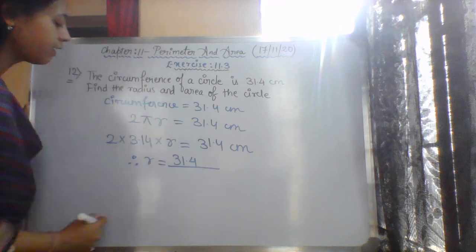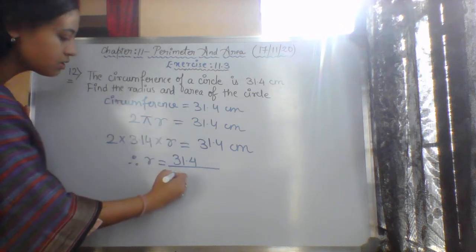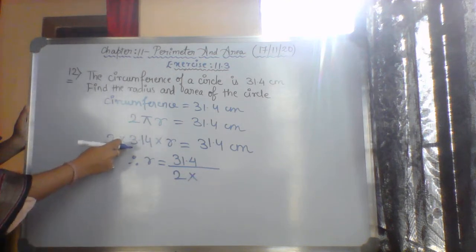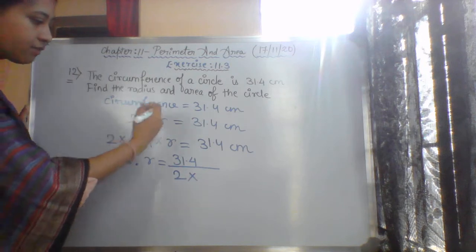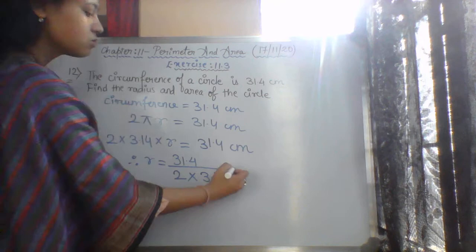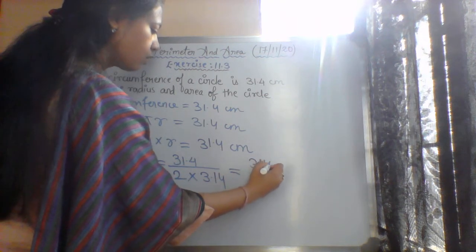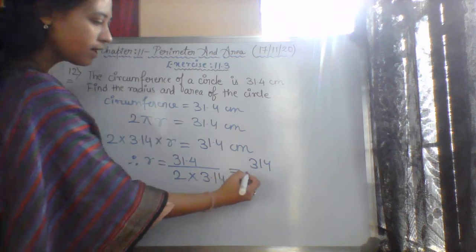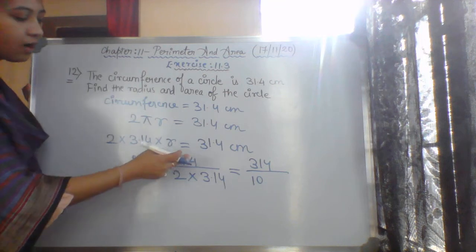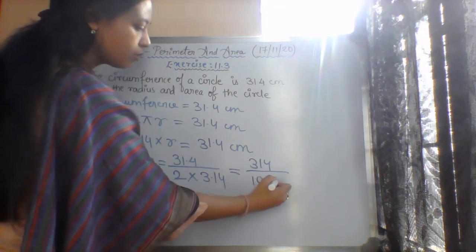31.4 divided by 2 in the multiplication. Here I am changing the sign. So 2 will go to the division part, multiplied by this also in the multiplication. If I change the sign, it will be 3.14. So I am removing the decimal, 314 divided by 10. What will it come? 31.4.